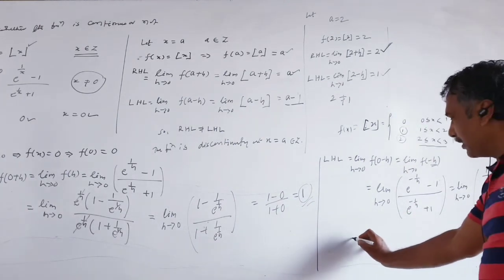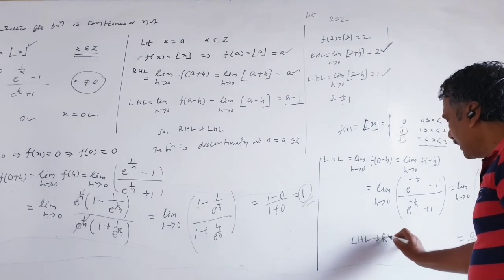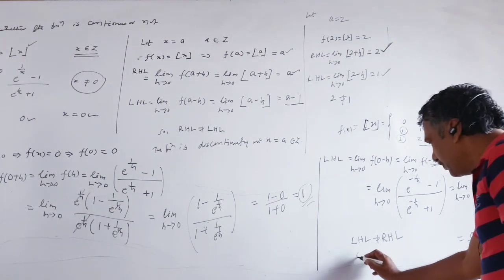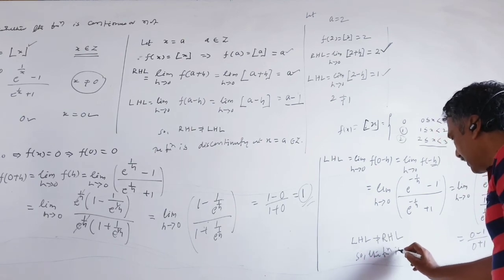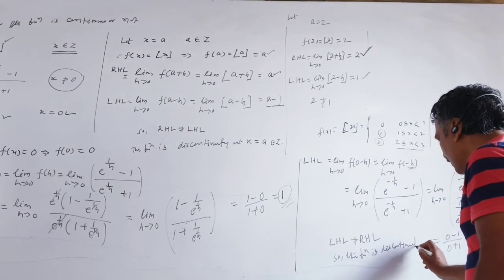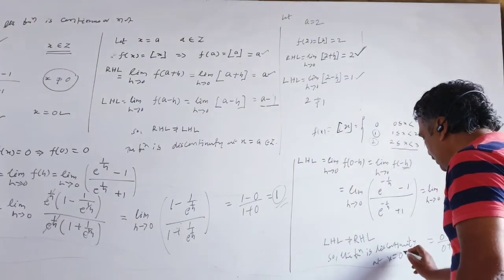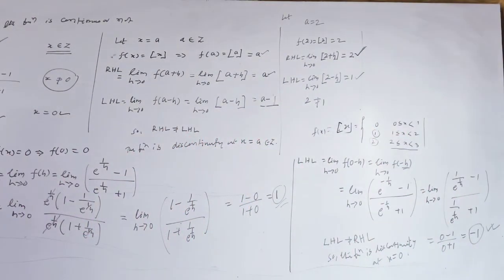So left hand limit is not equal to right hand limit. Okay. That means the function is discontinuous. So the function has a discontinuity at x equal to how much? 0. Okay.